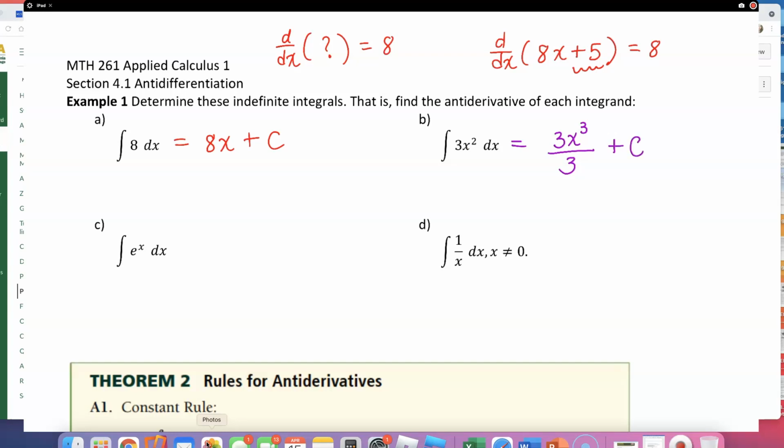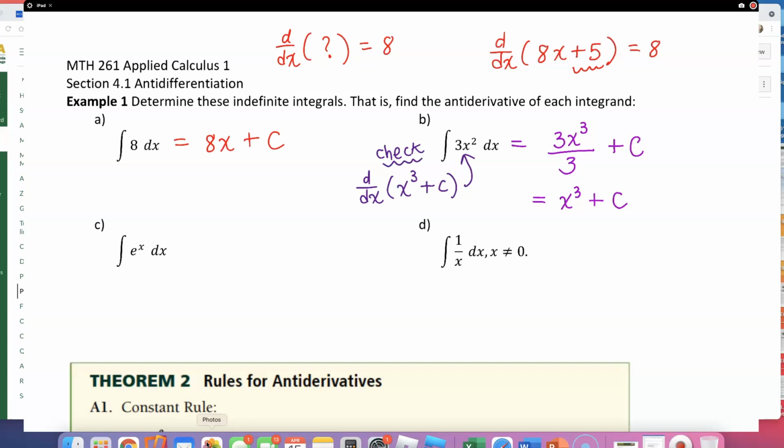We can simplify this though. 3 divided by 3 will just give us 1. So the answer is x cubed plus c. And for a check, you can quickly take the derivative of this. If you take the derivative of x cubed plus c, wouldn't that be 3x squared? So what I just wrote down over here, this is the check.